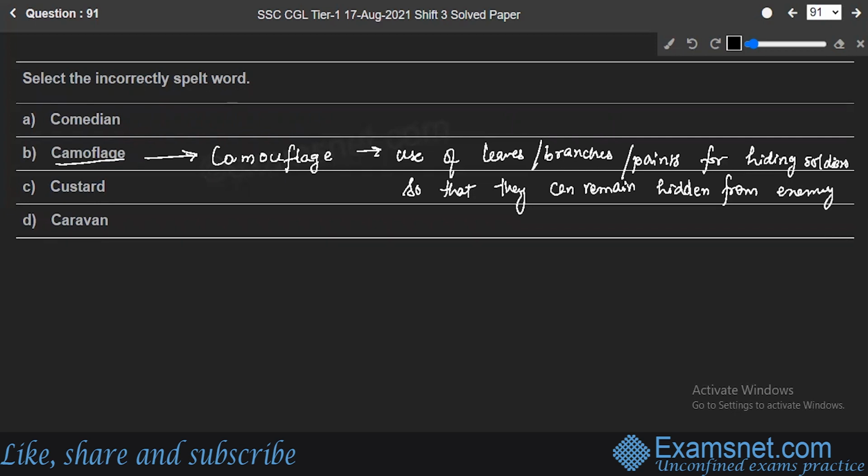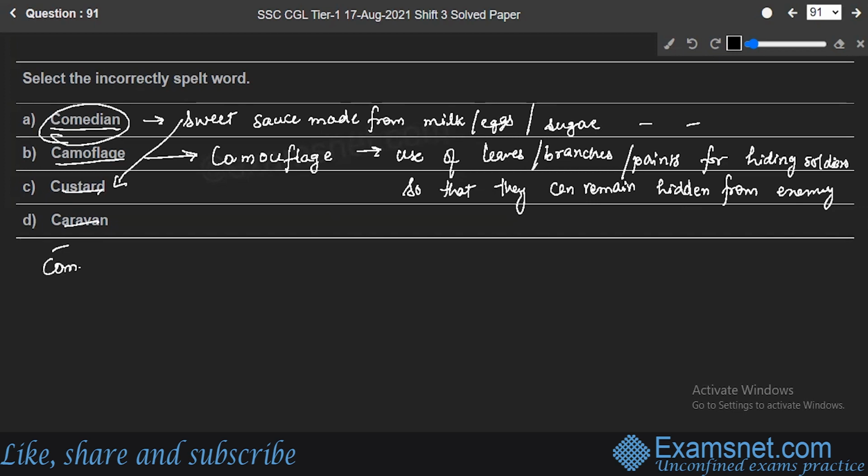Okay, let's see the meaning of all the rest of the words as well. Rather, comedian, custard, and caravan, all the spellings are correct. Custard means a sweet sauce made from milk, eggs, sugar, fruits, or some other things. Then, sorry, this is for the custard, okay, not for the comedian. For the comedian, it's a person whose job is to make others laugh.